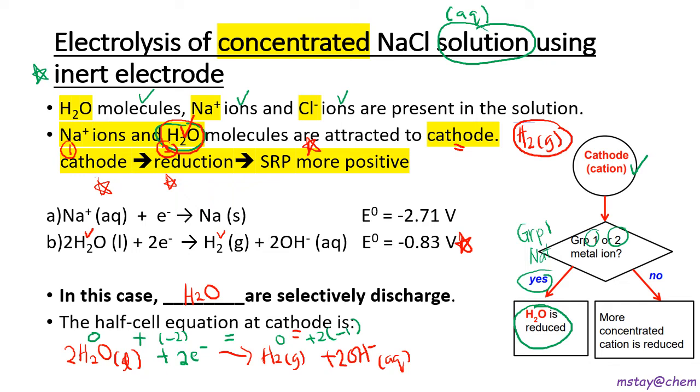If there is no group 1 element, for example, we have Cu2+. So the more concentrated cation is reduced. In this case, we mention concentrated NaCl. Let's say here is concentrated copper(II) chloride. So Cu2+ will be selectively discharged.